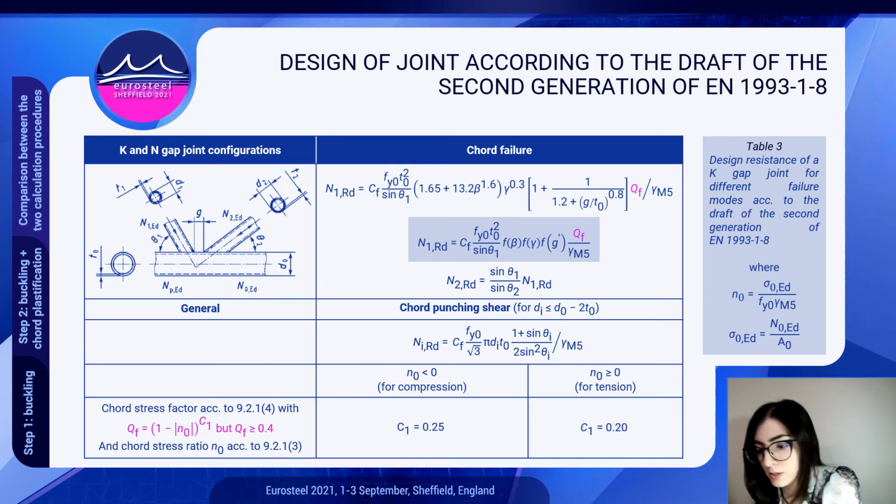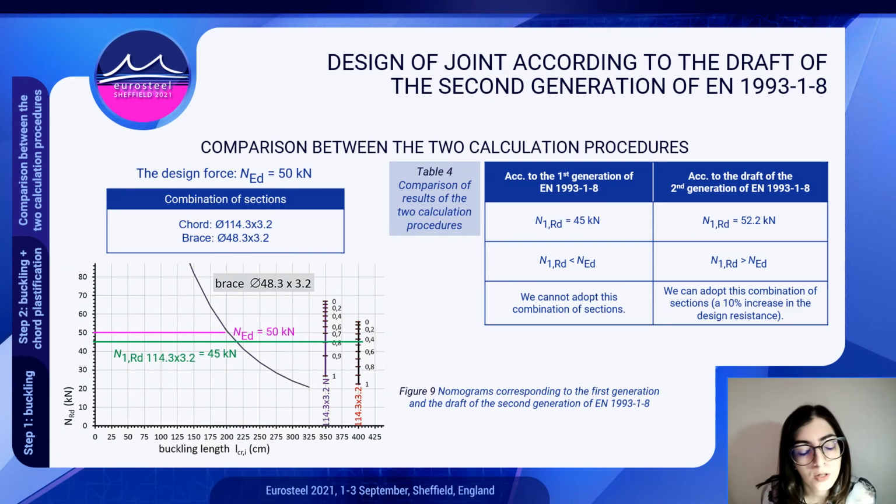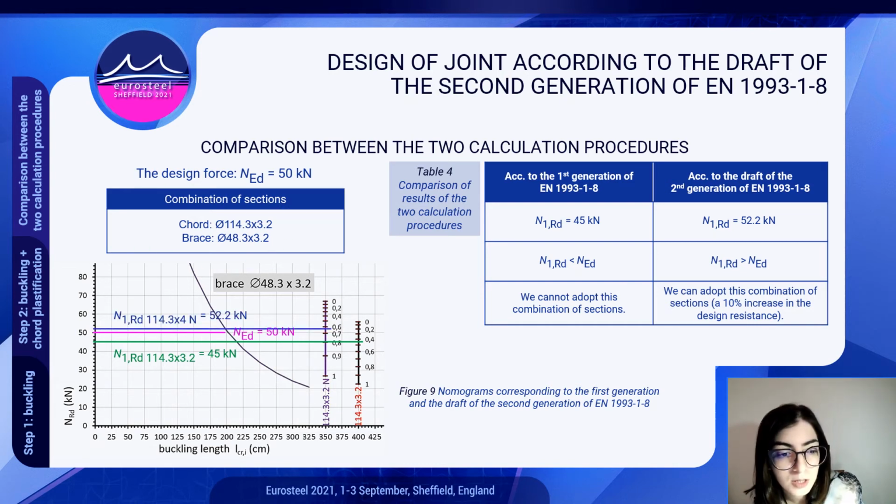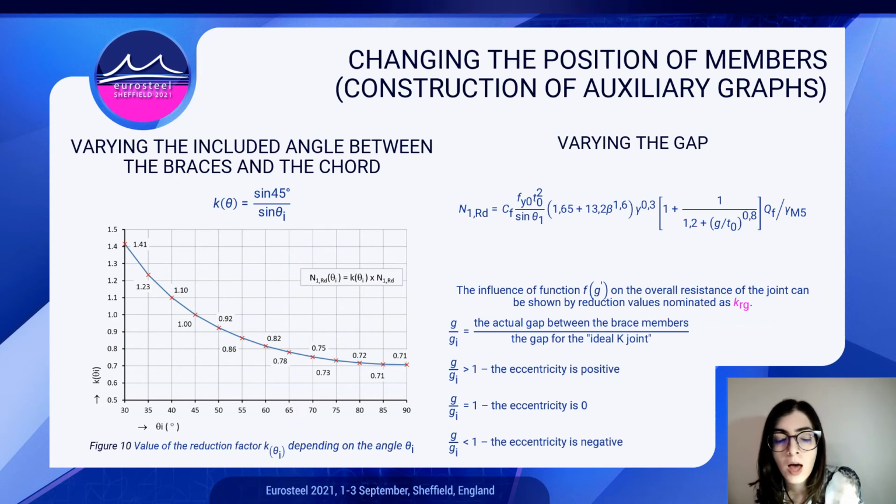type of the joint. And in this figure, you can see the difference between the nomograms constructed for the first and the draft of the second generation of EN 1993 Part 1.8 for this combination of chord and brace. According to the draft, the value of the design resistance of our joint is 52.2 kN. So compared to the recommendations given in the first version of Eurocode, there's a 10% increase in the design resistance of the joint.